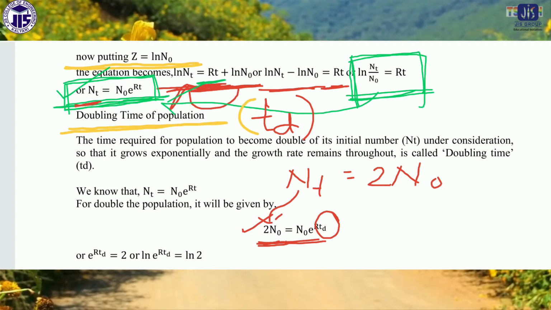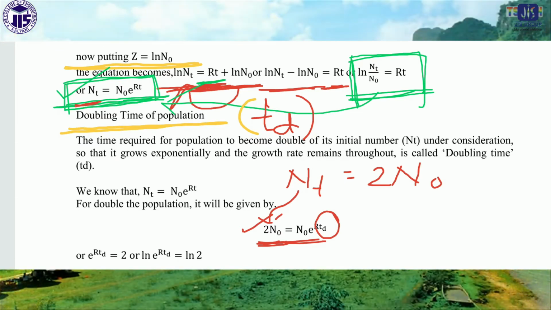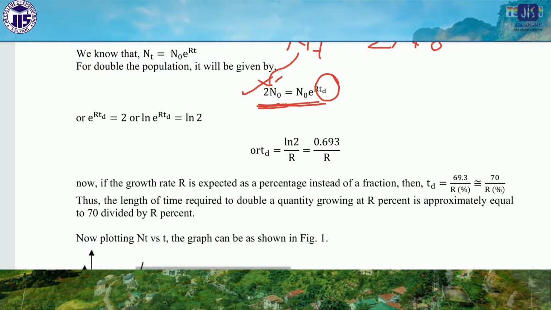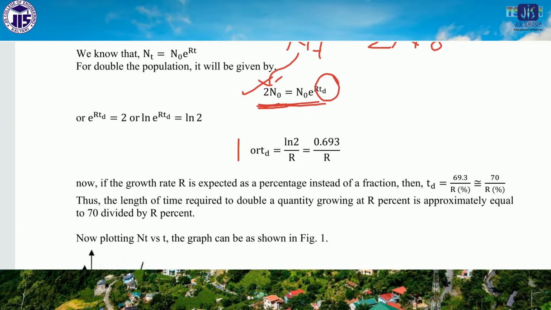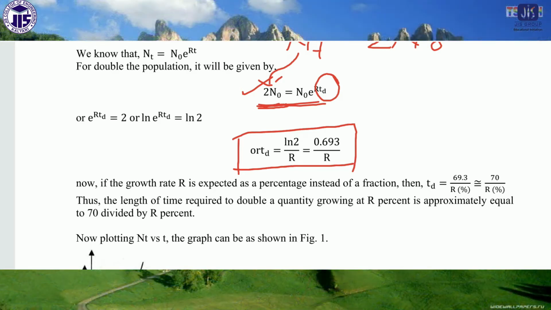Now after solving this equation, we get ln e to the power r td equals ln 2, and finally we get td equals 0.693 by r, or ln 2 by r. So this is the expression for td. This is also very important for calculation and for numerical problems. You have to keep it in mind.